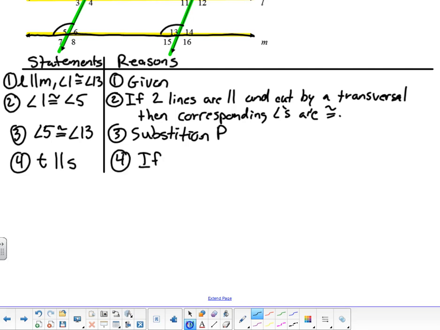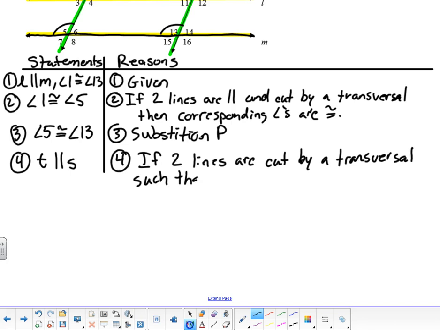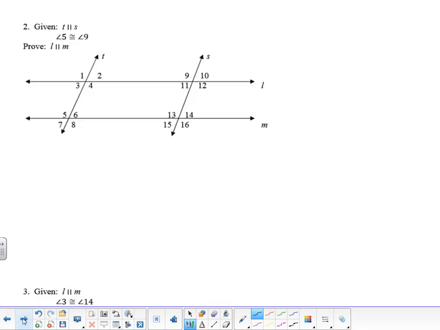because if two lines are cut by a transversal such that corresponding angles are congruent, then they are parallel. So if two lines are cut by a transversal such that corresponding angles are congruent, then they are parallel. Okay, let's jump ahead now. There's a couple more, you can do them for practice, okay?